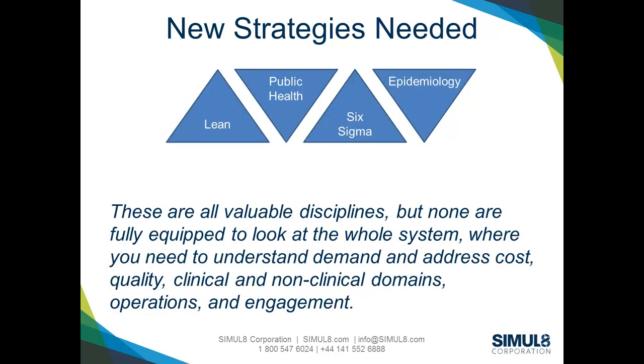Thanks, Claire. So what does that mean? What it really comes down to from our perspective is that we need some new strategies because of all the tools that we have in our toolbox today, right? The Lean and Six Sigma from a process improvement perspective. Public health has some great tools. Epidemiology is critical to this conversation. And all of these are really important to addressing population health, but none of them are fully equipped to look at the whole system, right? And look at how demand and costs, quality, clinical and non-clinical, how all of these pieces fit together.